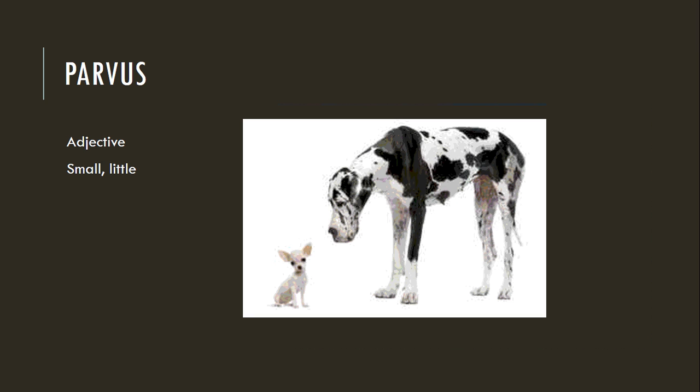Our next word is parvus. It's an adjective that means small or little. The opposite of magnus. Canis erat parvus, canis erat magnus. The dog was small, the dog was large.